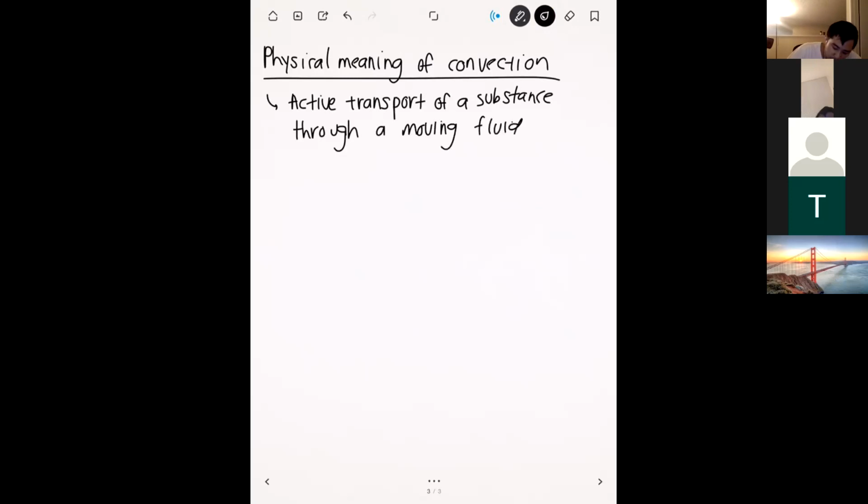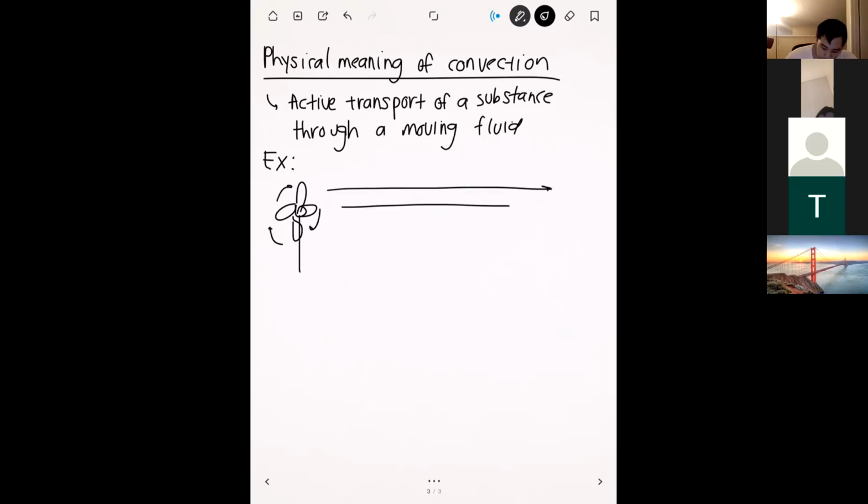So one easy example that you can think of is a fan. Here's my fan, and let's say that it's spinning, and it's blowing air this way.